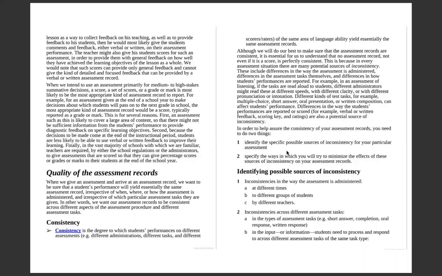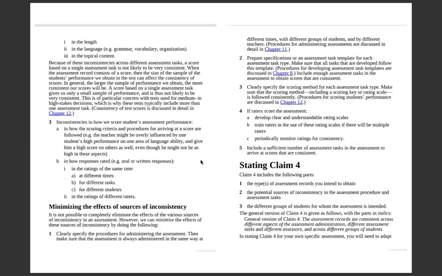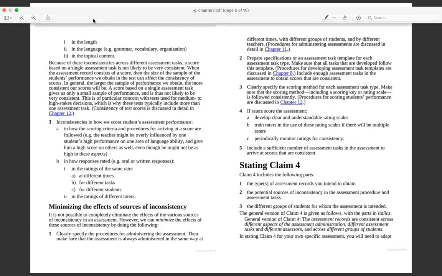And then in number 3, where's number 3? You can see maybe on the next page. Inconsistencies in how the students' performance is scored. That's the third one. Here, inconsistency in how we score students' assessment performance.